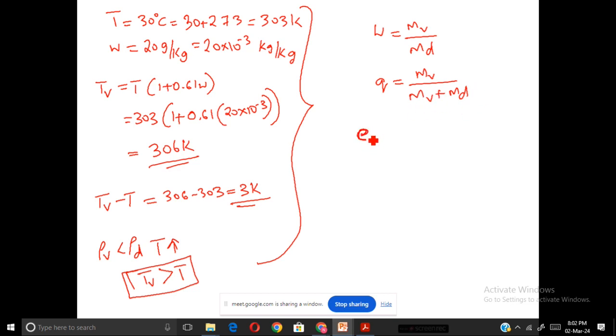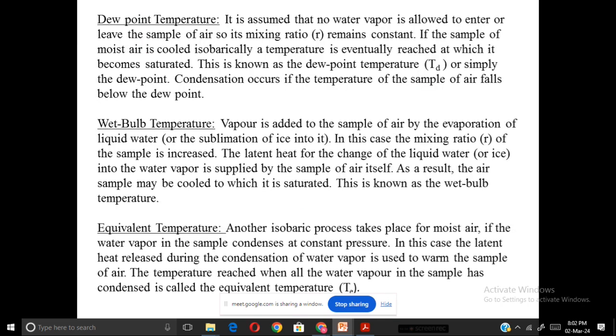We also learned to express vapor pressure in terms of mixing ratio, W by 1 plus W into P. And we also learned to express the virtual temperature in terms of mixing ratio, which was 1 plus 0.61 into W. Okay, I think it is clear till now. This much we covered.